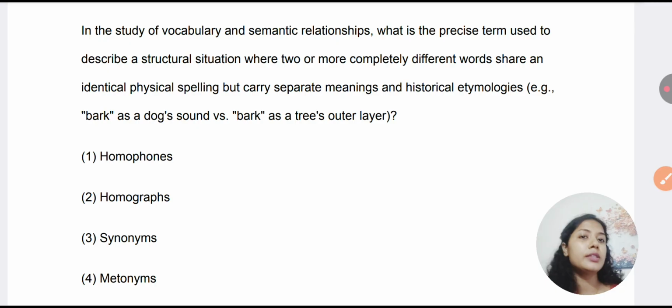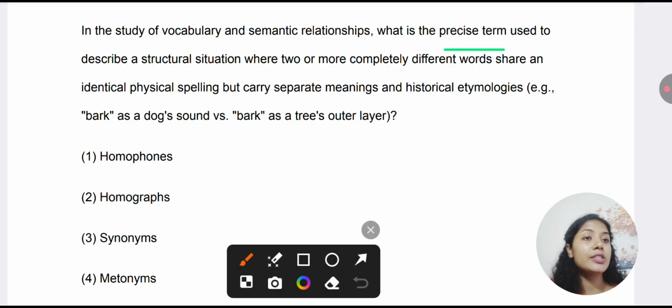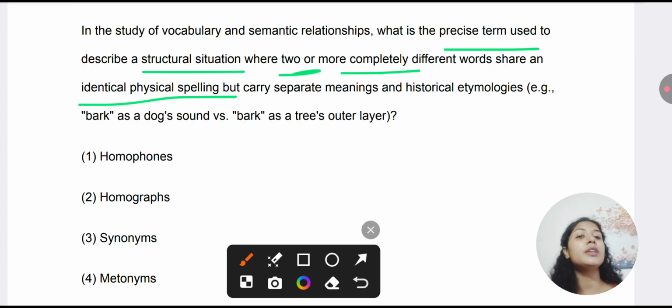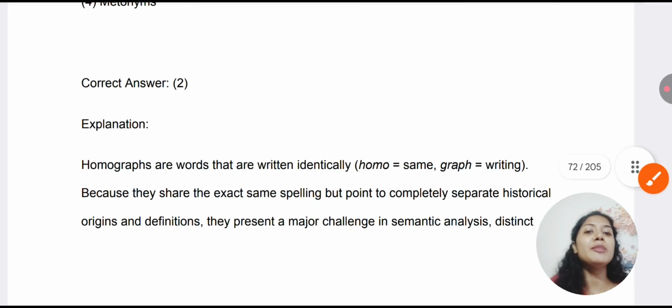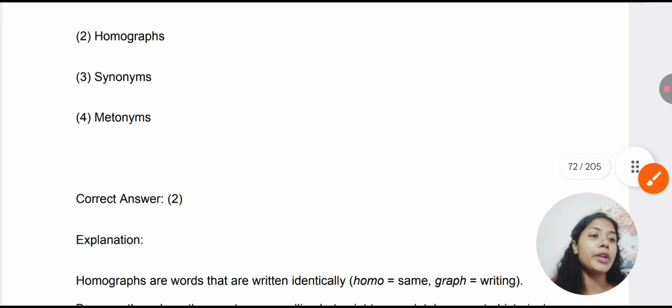The question is, in the study of vocabulary and semantic relationship, what is the precise term used to describe a structural situation where two or more completely different words share an identical physical spelling but carry separate meanings? You have understood this. Example is given, bark and bark. So it is very easy. It is homographs. You write the same. Synonyms, metonyms and homophones were the other options. This was homonyms, and homonyms were also called polysemy. So it is the homograph.